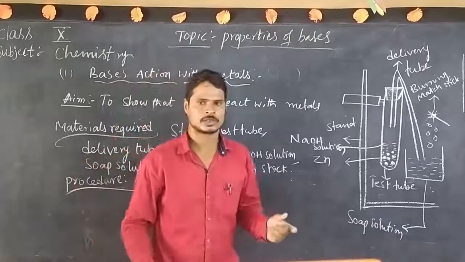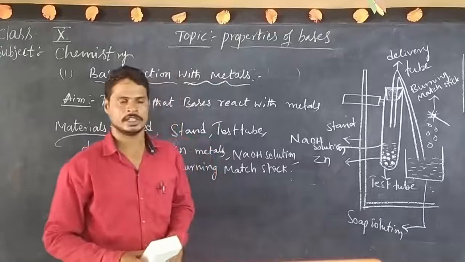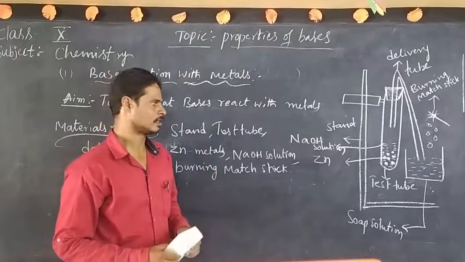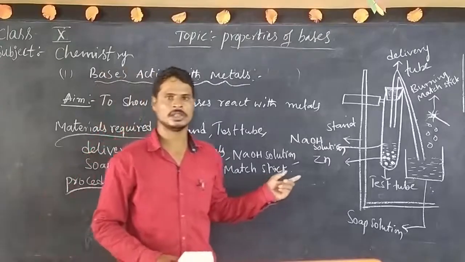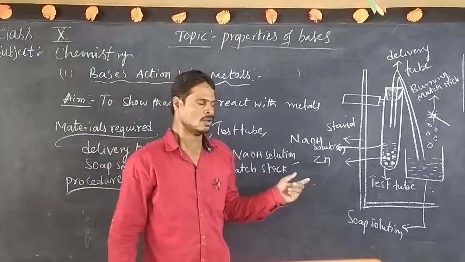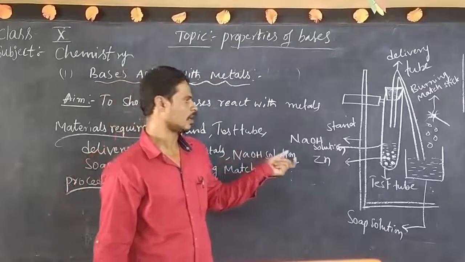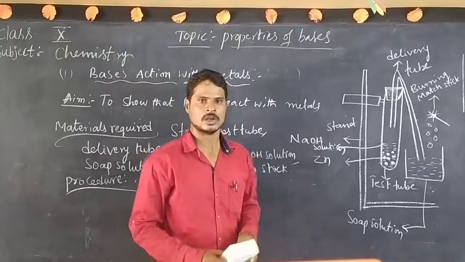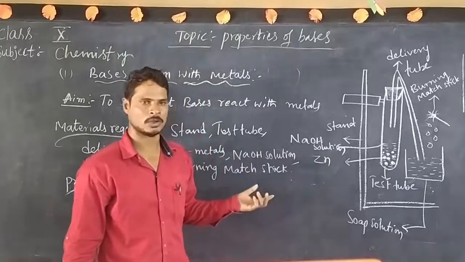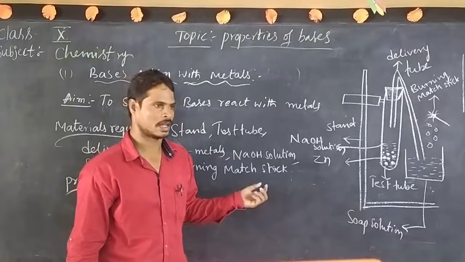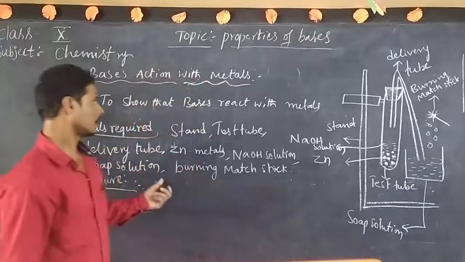Then, after a few minutes, what do you observe? Are there any changes? Name the gas evolved in the process. Name the chemical reaction that occurs in this process. Write the balanced equation for the process. Once again, I repeat the procedure.